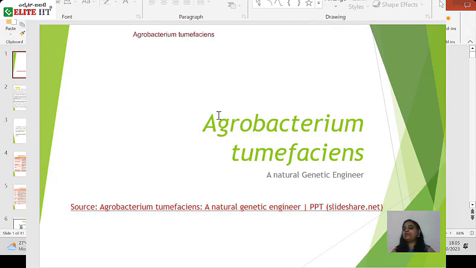So today I'm going to discuss mainly plant vectors. Okay, Agrobacterium tumefaciens. This is a bacteria, and it is known as the natural genetic engineer.